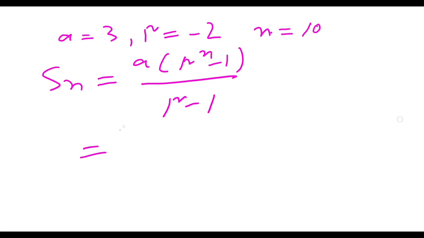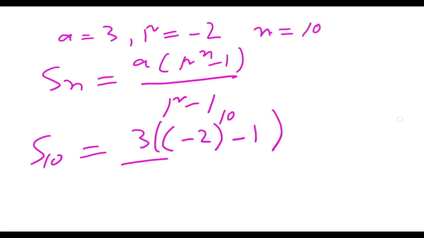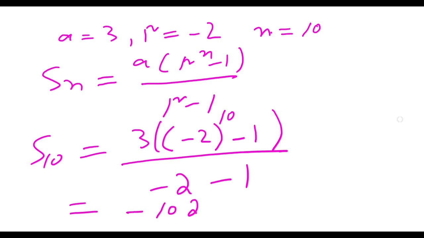Now I'm going to substitute the values. This becomes 3 times negative 2 power 10, because we're finding S10, minus 1, over the ratio we got, negative 2 minus 1. I use my calculator, and the answer is negative 1023. This is my final answer.